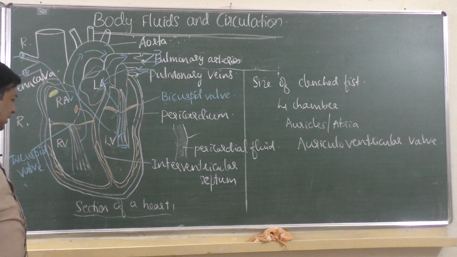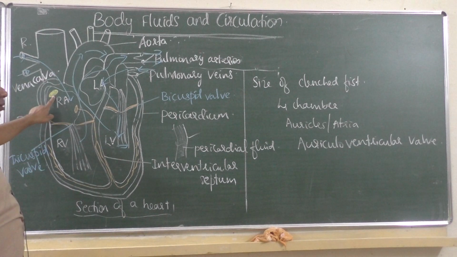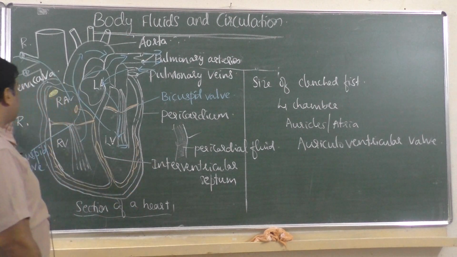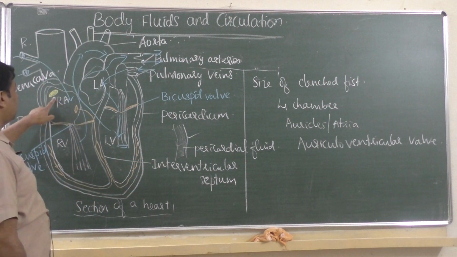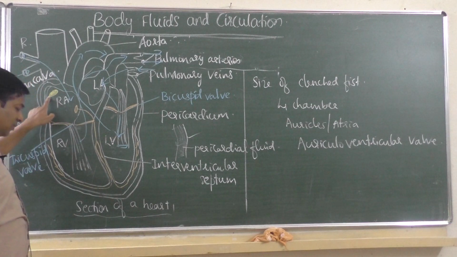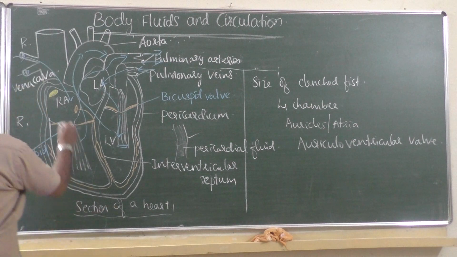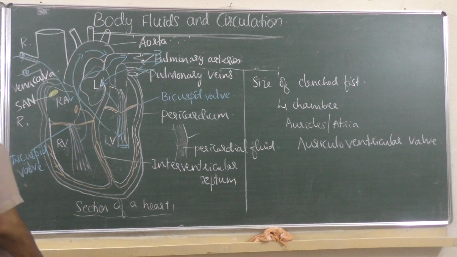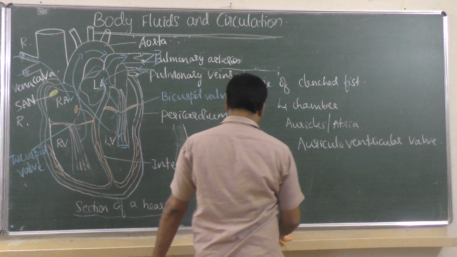Then you should know that one special structure is there. Here I am showing a yellow color dot, a yellow color part. It is present on the right side, at the entry point, near the door where carbon dioxide mixed blood comes to the right auricle. At the vicinity or entrance of the right auricle, one special part is there, that is called SAN in short. What is the full form of SAN? We will see now.